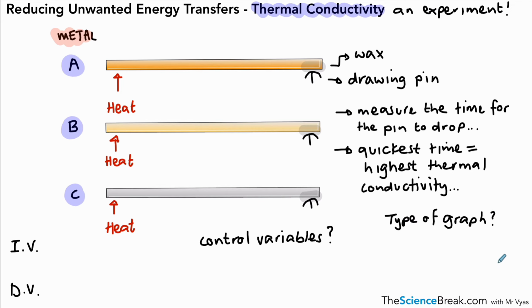Okay, so I would suggest you pause here, think about what the independent and dependent variable is, what the control variables are, and the type of graph we would have. So if you weren't sure, we can go through that together.